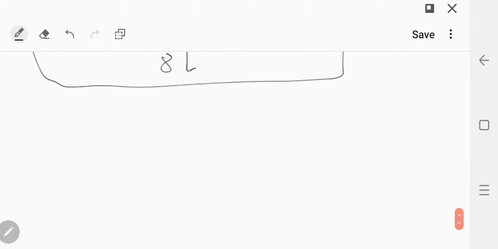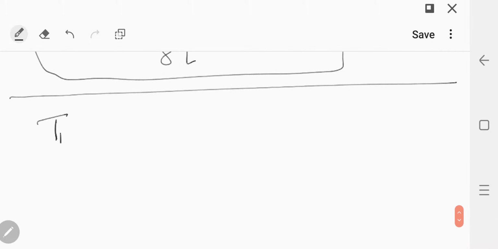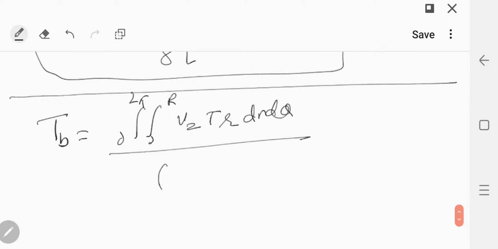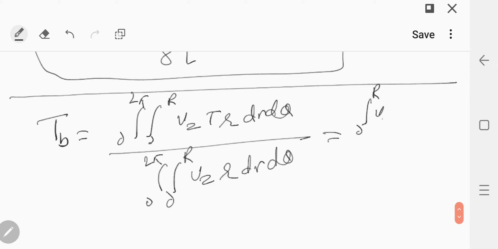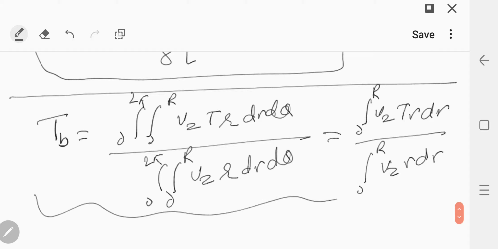Moving further, now what is bulk temperature? We defined in the previous lecture. Bulk temperature was integral 0 to 2 pi, 0 to r, Vz, T, r, dr, d theta by the volumetric flow rate, integral 0 to 2 pi Vz, r, dr, d theta. Clear? Or it can be also written as integral 0 to R Vz, T, r, dr over integral 0 to R Vz, r, dr. Clear?